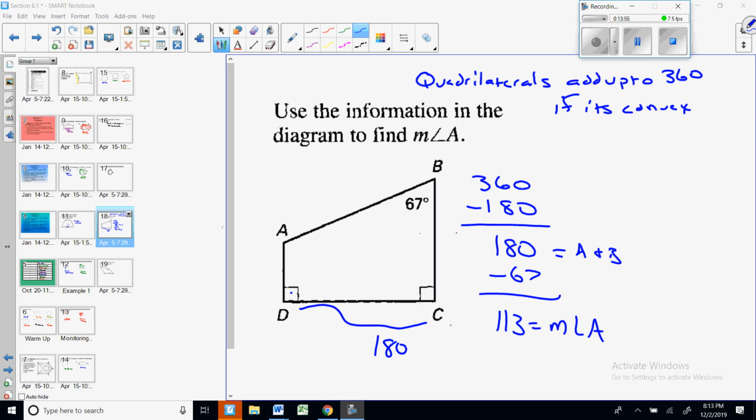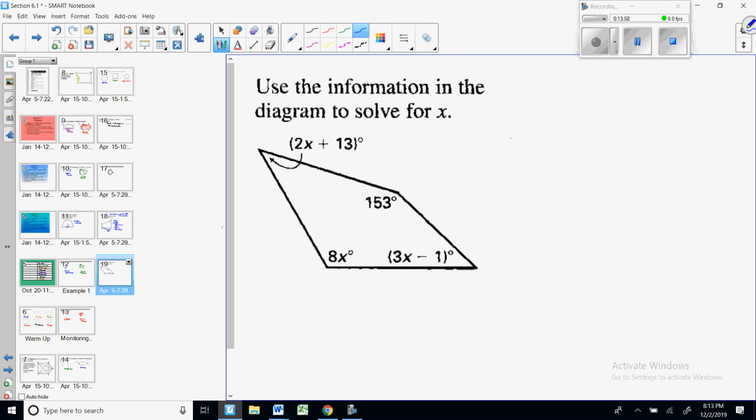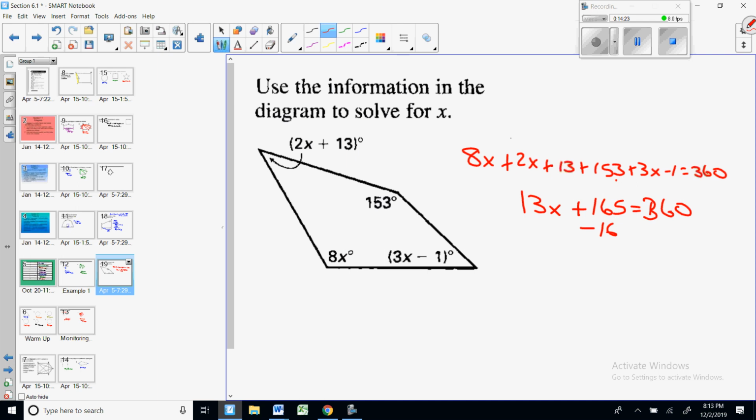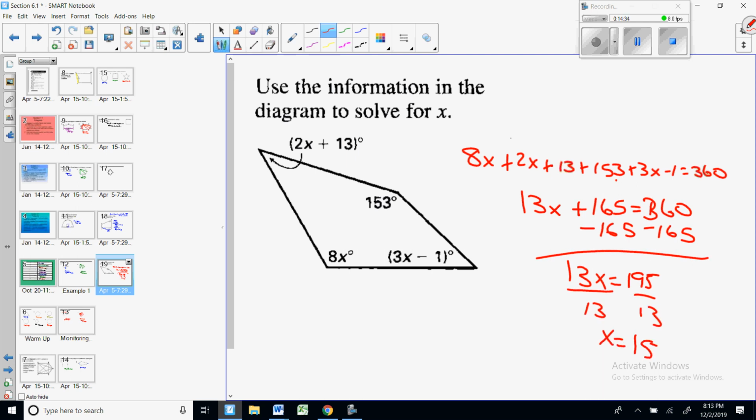Now, if you're given values of x's instead, you're simply going to add those pieces all together and let them equal 360. So for this problem, I'm going to take 8x, 2x plus 13, 153, and 3x minus 1, and let that equal 360. My number of x's is 13x. 13 plus 153 is 166. When I subtract 1 away, I get 165, and that's going to equal 360. We'll subtract our 165 from both sides, which means that 13x is 195. And if I divide both sides by 13, I should end up with x being a value of 15.